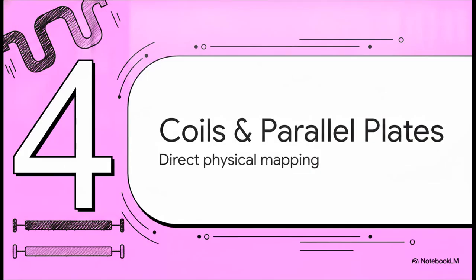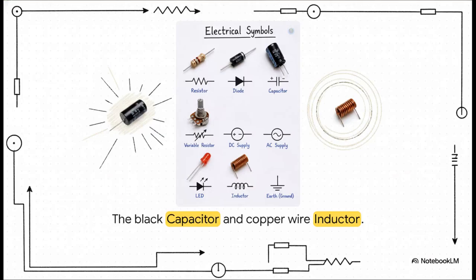All right, Section 4, coils and parallel plates. We are leaving the metaphors behind now and looking at symbols that are essentially direct architectural blueprints of the components themselves. Take a look at the physical capacitor, that taller black cylinder you see here. If you squint closely at the label on its side, you can actually read its exact technical specs: 470 microfarads and 25 volts. Beside it is the inductor.